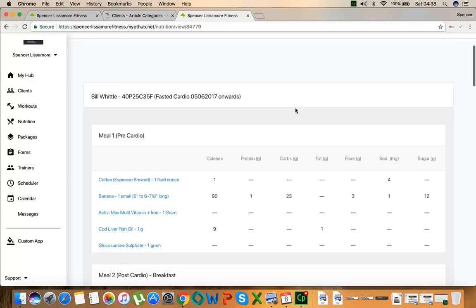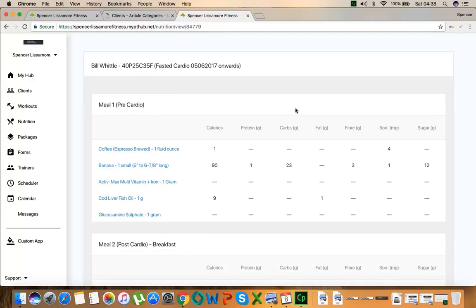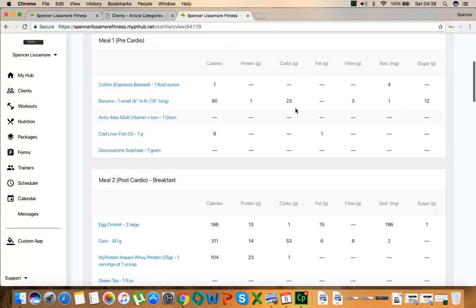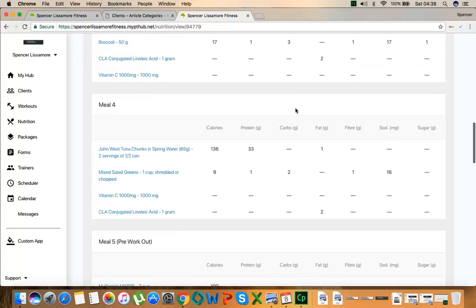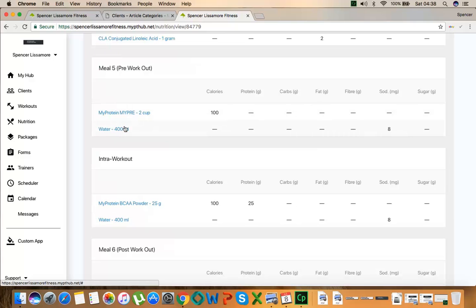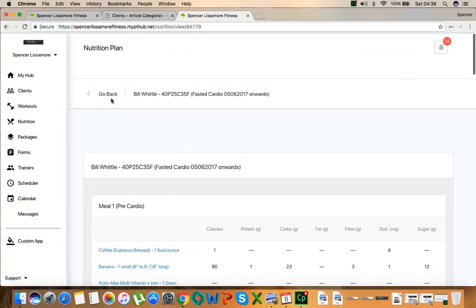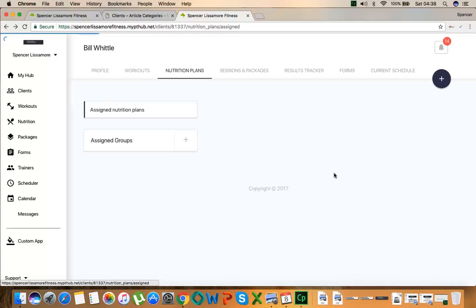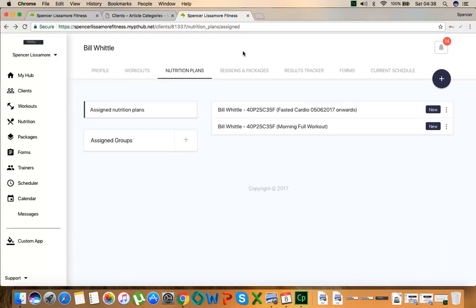And all I want him in this case is just to have a coffee, a banana before he gets on the cardio. Then he'll have his breakfast and he'll train later in the day with his pre and post workout. I'm not going to go into too much detail on Bill's nutrition, but you get the understanding. Everything is specific to you. Whatever you tell me needs to be incorporated, it will be incorporated.